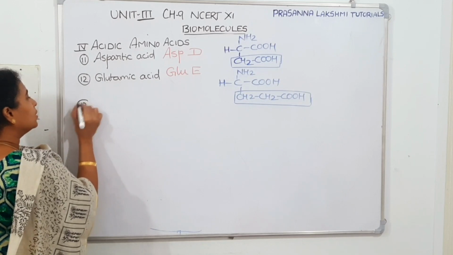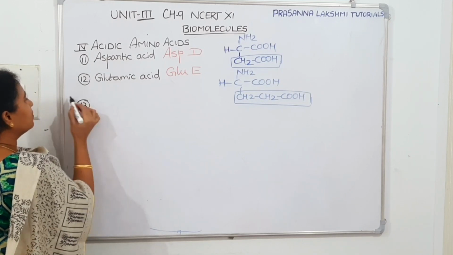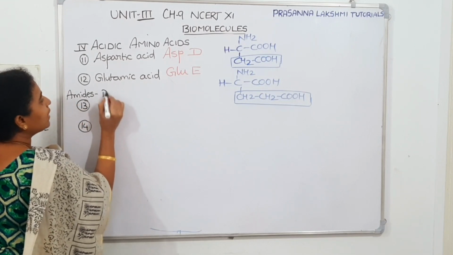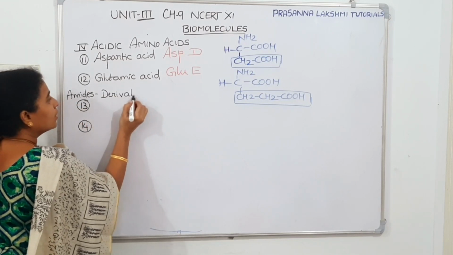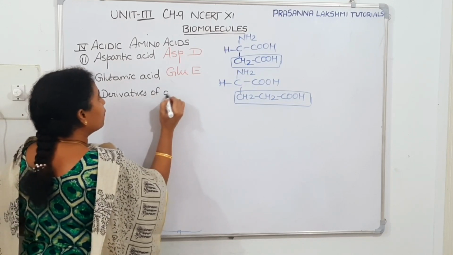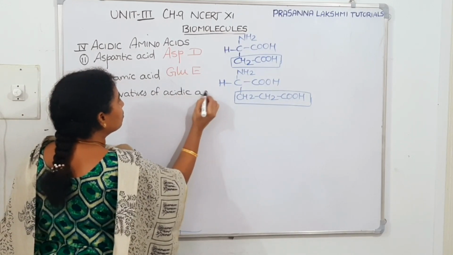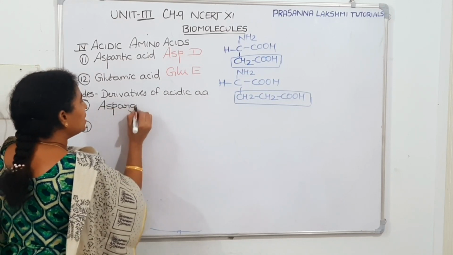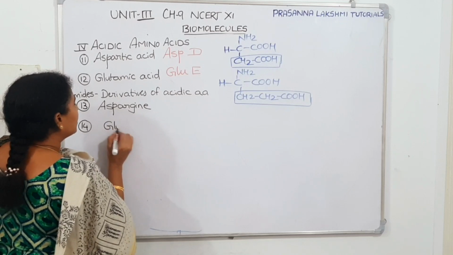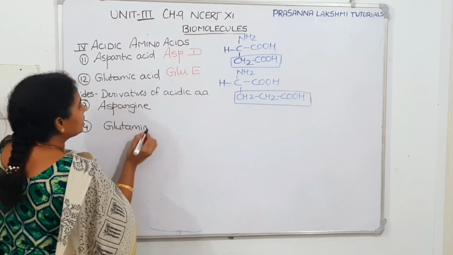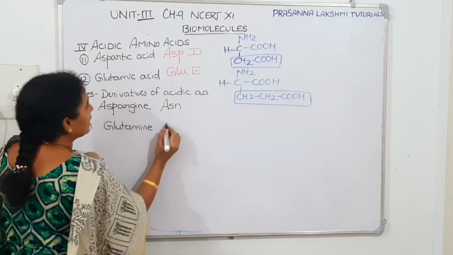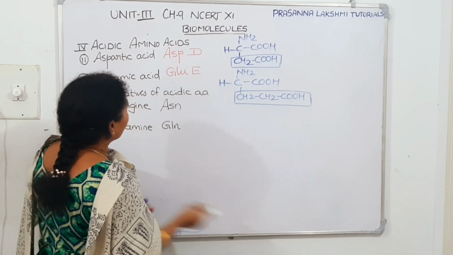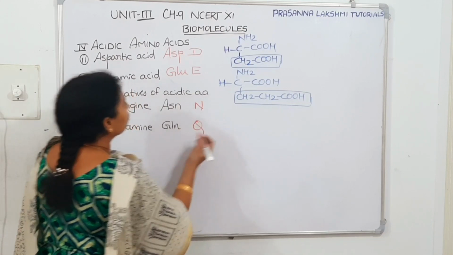Now count number 13 and 14. They are called amides, or we can call them derivatives of acidic amino acids. Their names are asparagine and glutamine. 3-letter code ASN, GLN. Single-letter code we will go with N and Q, right?